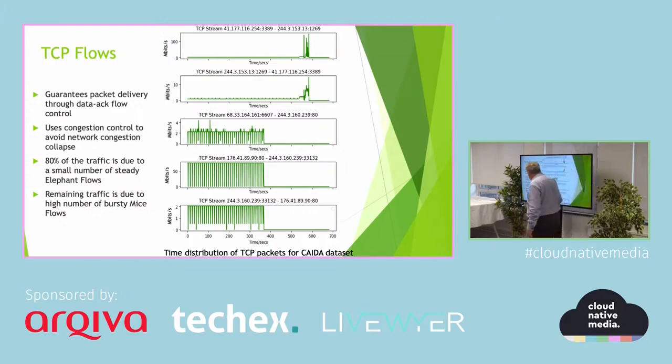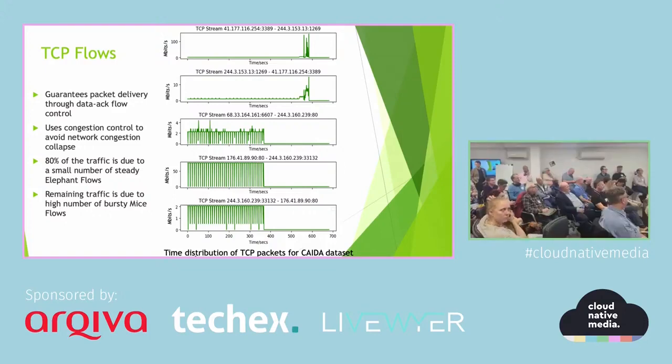Now, in these networks, what we've found, and this is research over a number of years, I mean, this goes back 10, 20 years, is that 80% of the traffic is due to a small number of steady elephant flows. So new terminology, we use the word elephant flows, and the remaining traffic is due to a high number of bursty mice flows. So within our TCP network, we have things called elephant flows and mice flows.